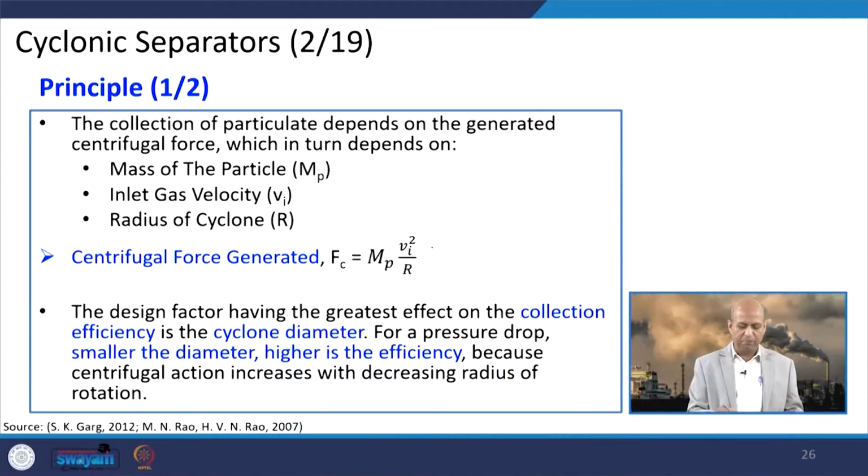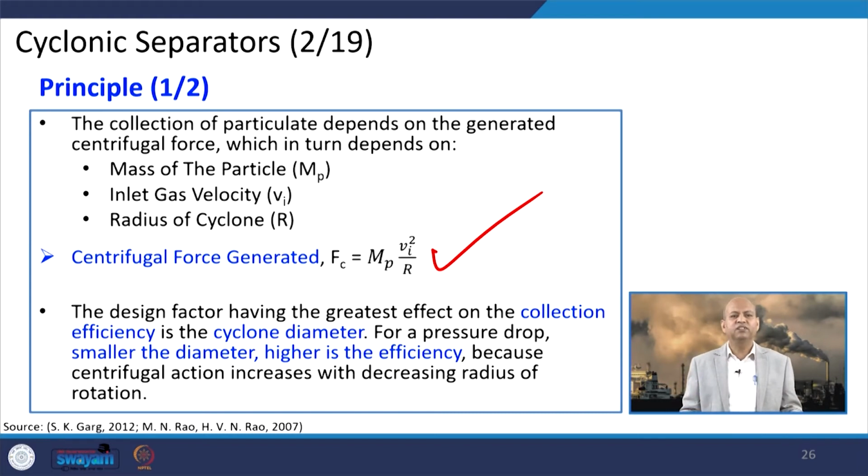Its principle is basically influenced by the mass of the particles, the inlet gas velocity, and the radius of the cyclone, because the centrifugal force generated is m_p v_i squared upon r, where the mass of the particle is m_p, the radius of the cyclone is r, and the inlet gas velocity is v_i. So, this relationship works to get the particles separated in cyclonic separators.